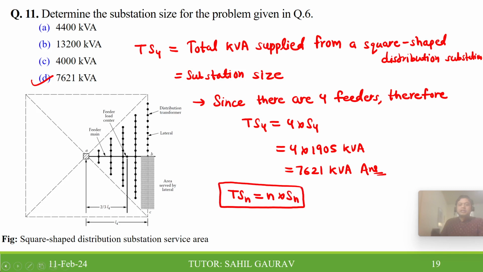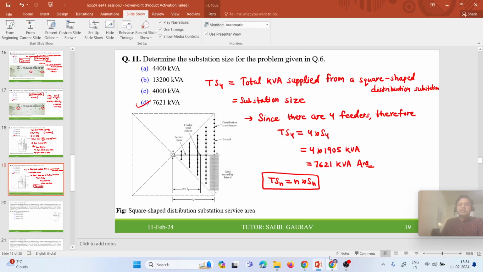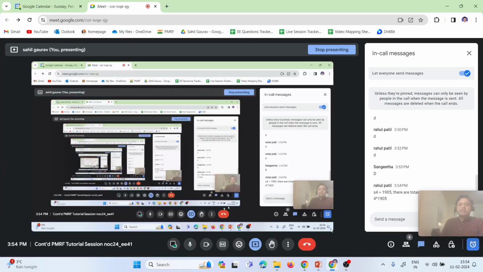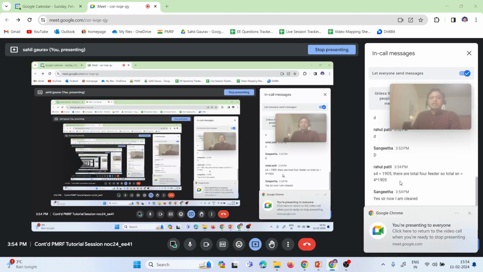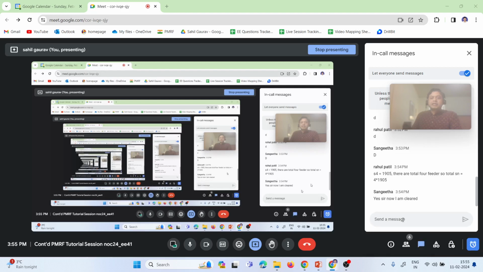Sangeeta, are you talking about this point or some other point? If this is a hexagonal shaped distribution substation, then here TS6 will be 6 into S6. Yeah, Rahul Patil, you are correct. Since S4 is 1905, therefore 4 feeders, so total SN will be this. Very good. Okay.